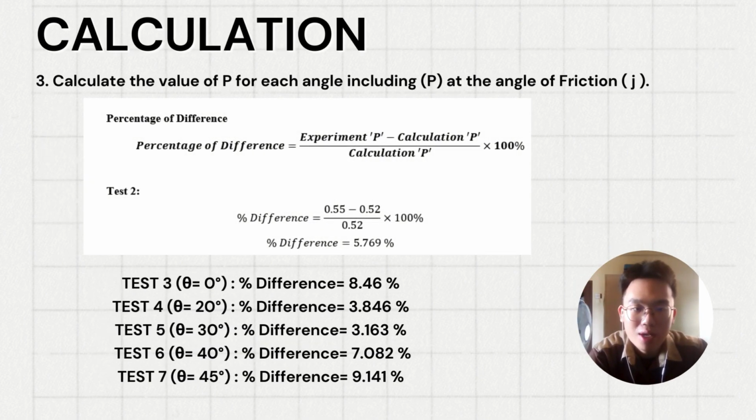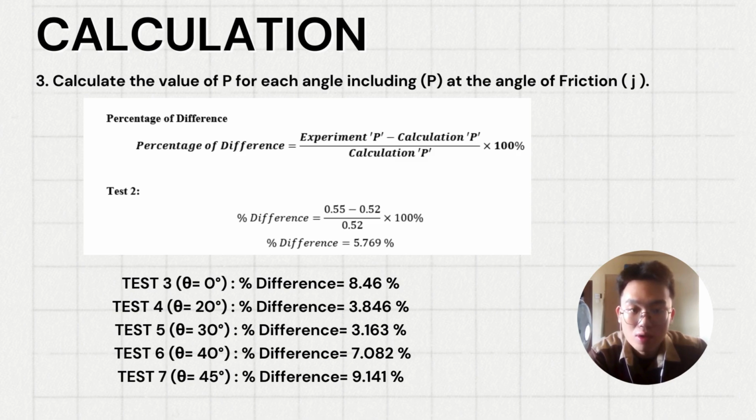In this slide, we are required to find the percentage differences between the experimental and the calculated values of P for each test angle, factoring in the angle of friction. The percentage difference is calculated using the formula: percentage difference is equal to experimental P minus calculated P, over calculated P, times 100%.